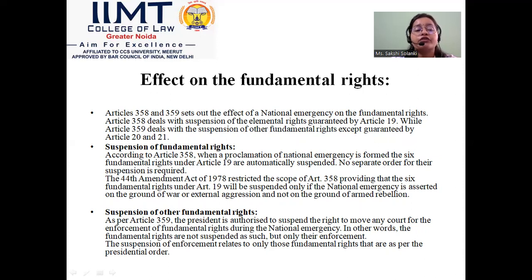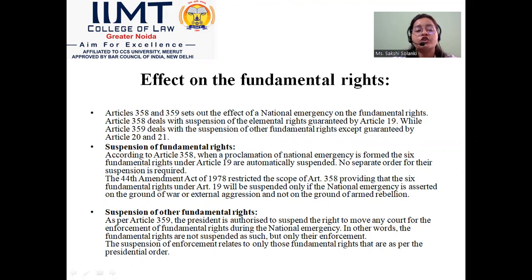The 44th Amendment in 1978 restricted the scope of Article 358, providing that the 6 fundamental rights under Article 19 will be suspended only in the situation of national emergency asserted on the ground of war or external aggression, and not on the ground of armed rebellion in the country.